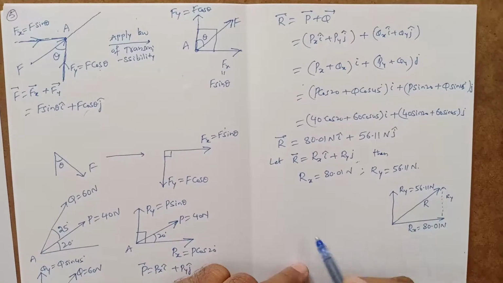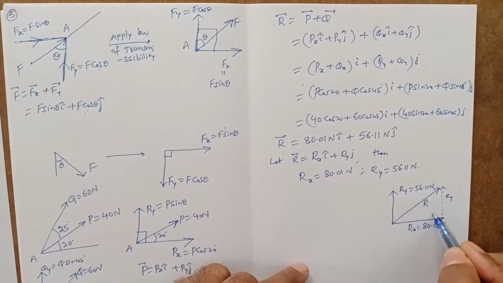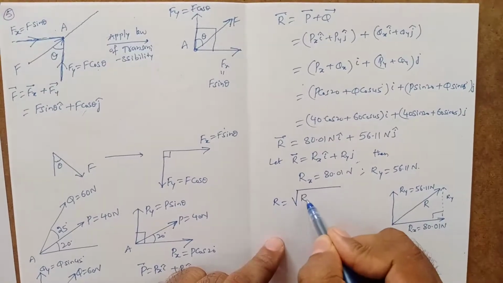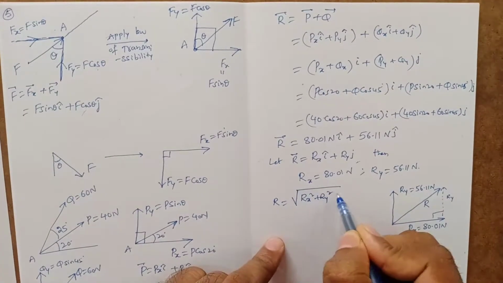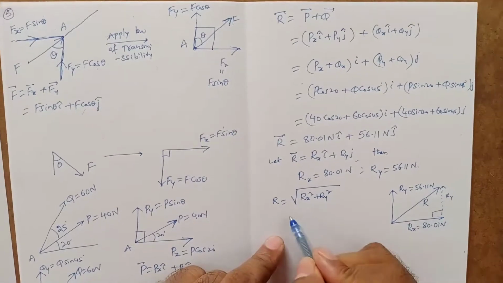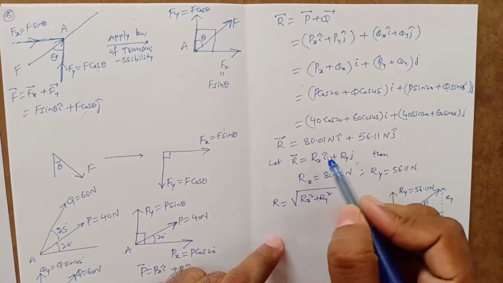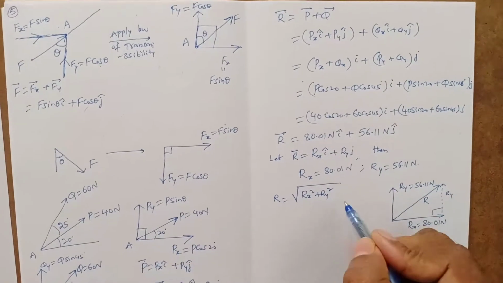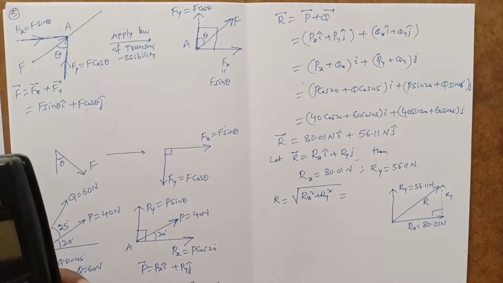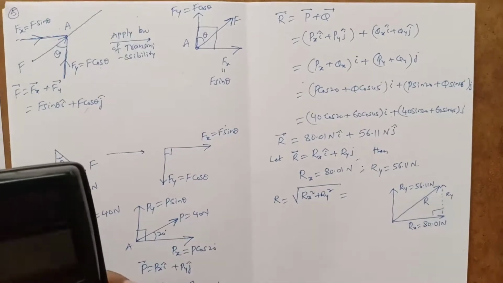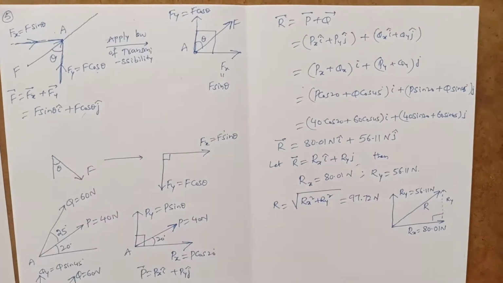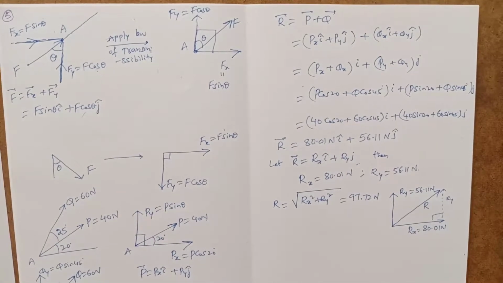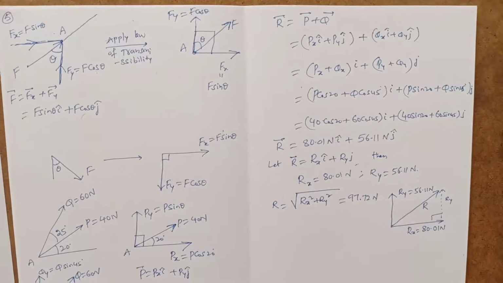From here, since this angle is 90 degrees, we can say that R is equal to under root Rx square plus Ry square. Substituting these values, Rx is equal to 80.01 and Ry is equal to 56.11, we get the magnitude of R bar equal to 97.72 Newton. Now we got the magnitude.